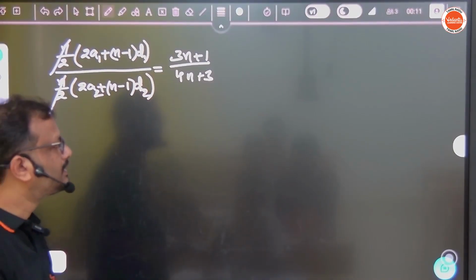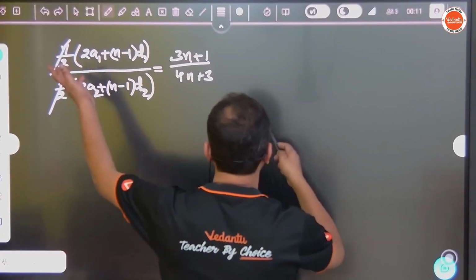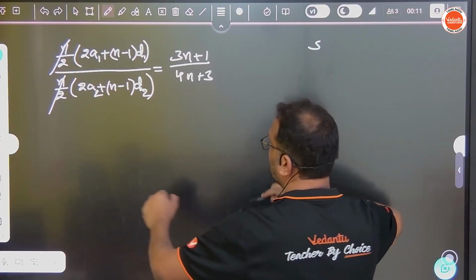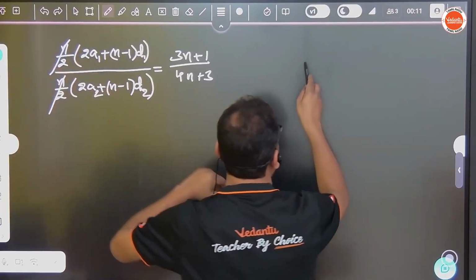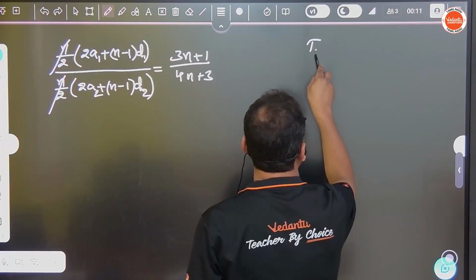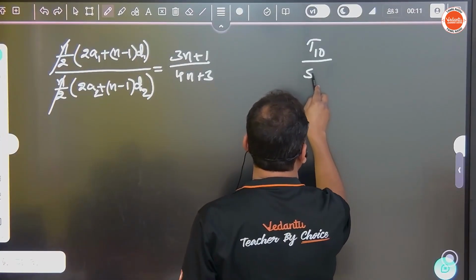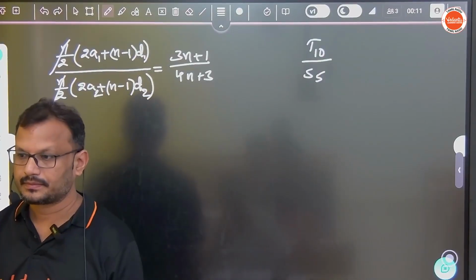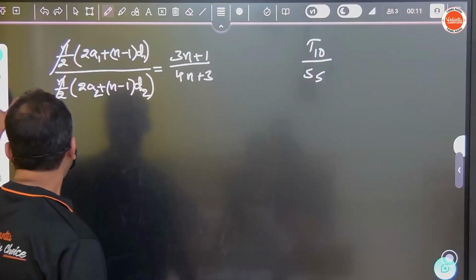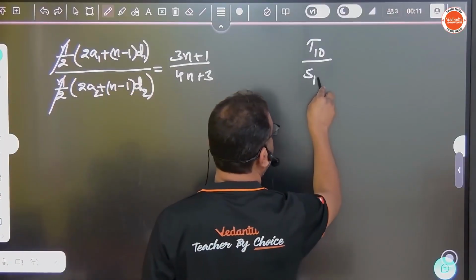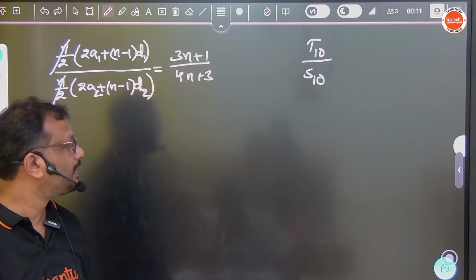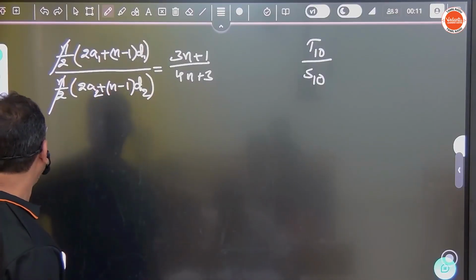They can ask, for example, for the first AP, T10, and the second AP, T5. The 10th term to 5th term ratio. Both the ratios must be the same, no? What will be the ratio of these two? Like that they can ask. But what is the nth term generally?